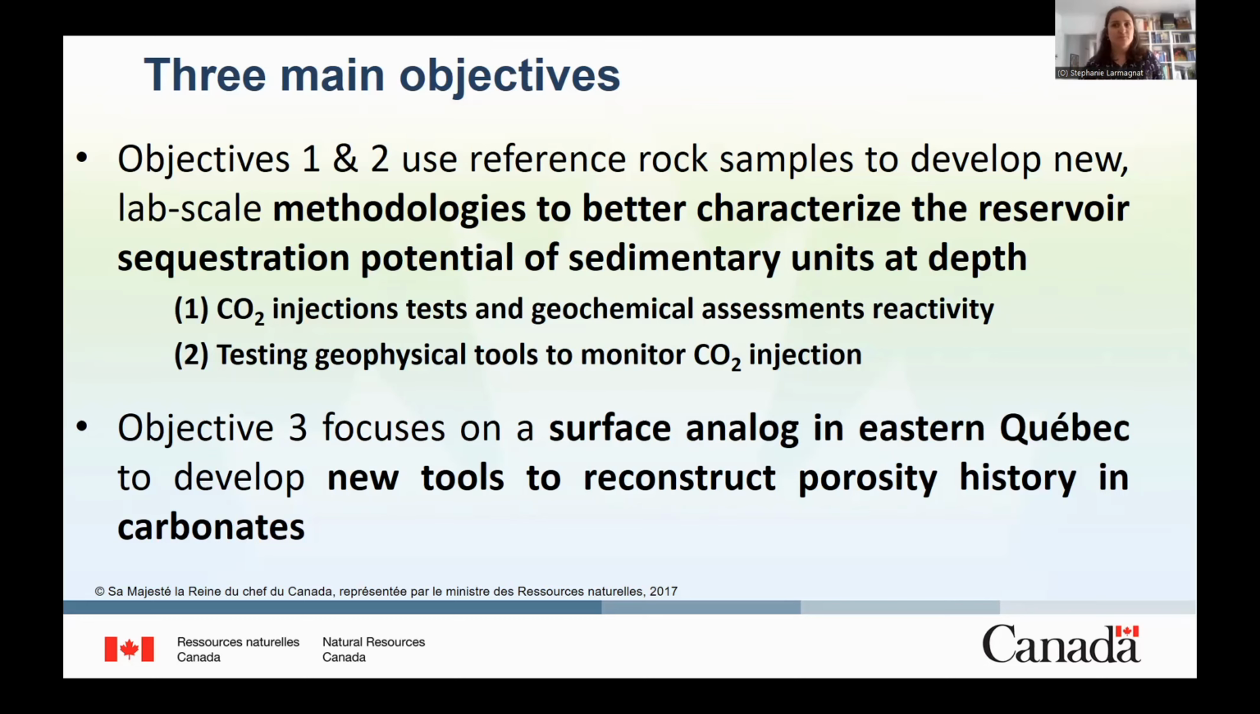There's a third objective. It's a bit more of an academic objective. I would say we choose a surface analog in Eastern Quebec. So there are carbonates that we know are carbonate reservoir at depths in Eastern Quebec. And we want to use those surface analog samples to develop new tools, or actually improve tools to reconstruct the porosity history of those reservoirs.